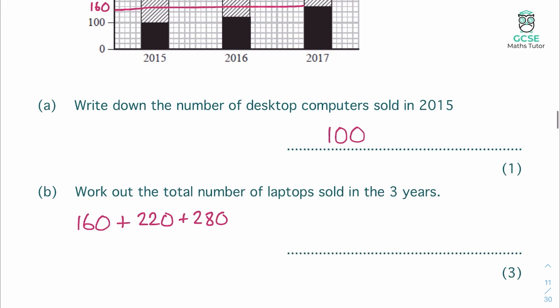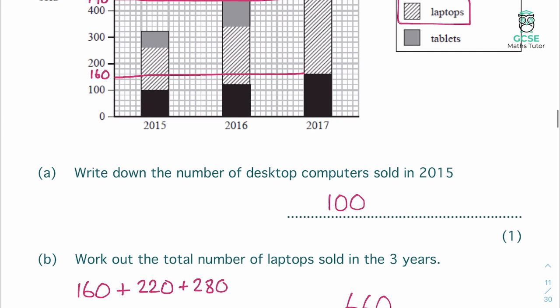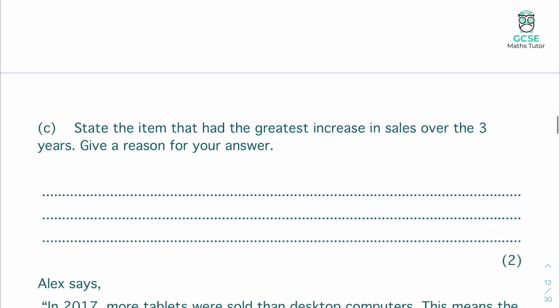So add those all together. Let's see what we get. 280 add 220 is 500. Add the 160. That's 660. That's not a very nice one. To be fair, look, that was 3 marks. So you got quite a lot of marks for that. So it was quite a fiddly question. But there we go. That is reading those values. Not the nicest there.